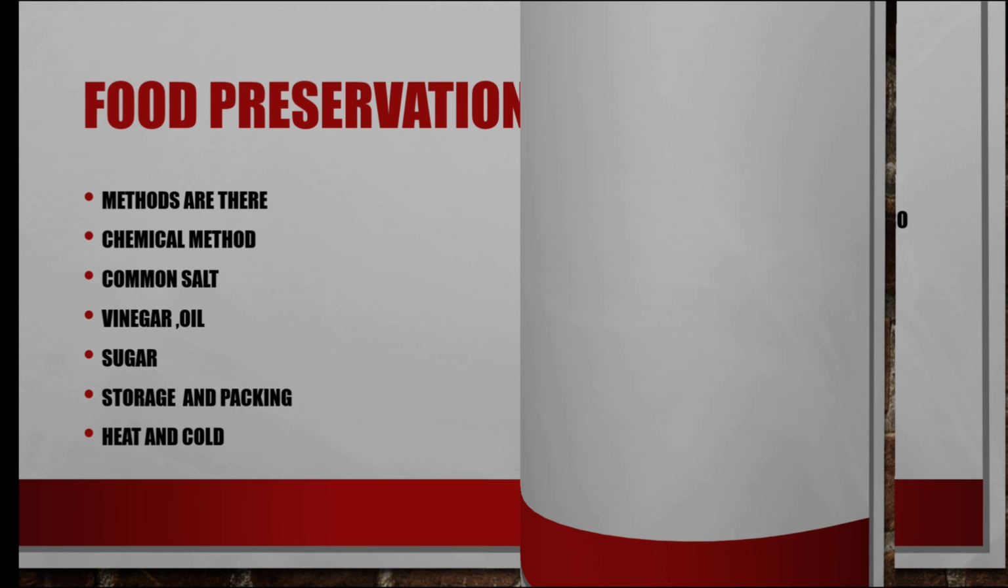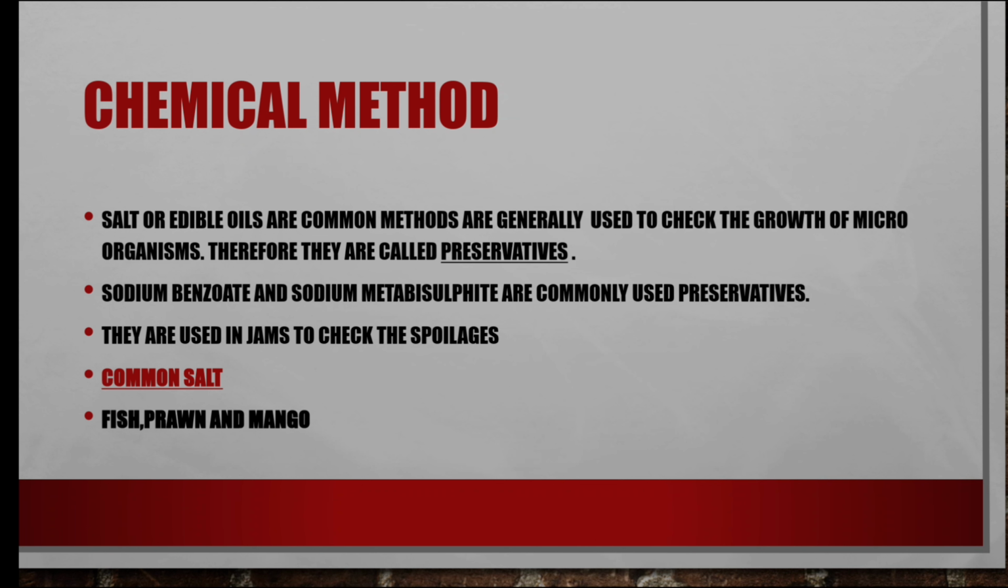Let us discuss the chemical method. Salt or edible oils are commonly used to check the growth of microorganisms. Therefore, they are called preservatives. Sodium benzoate and sodium metabisulfite are commonly used preservatives here. They are used in jams to check spoilage.